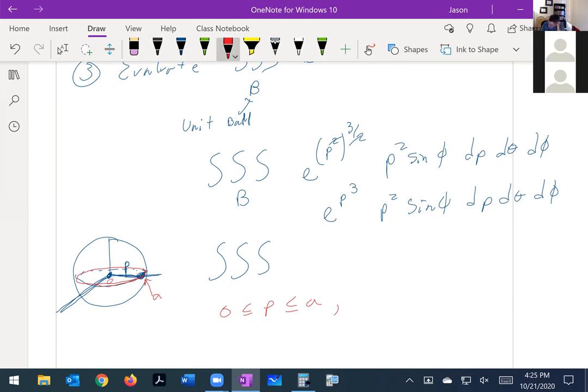What is theta going from? Theta goes from 0 to 2 pi. But what does phi go from? 0 to pi. What is it? 0 to pi. Why?